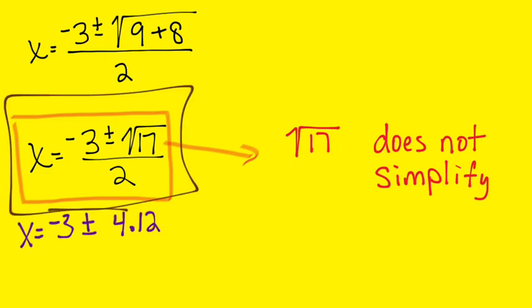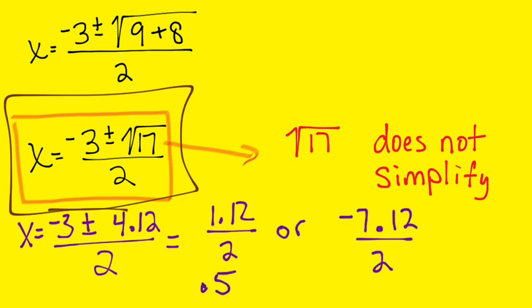If I want to do that, it would be 4.12, and then I would add that and subtract it from negative 3 and divide by 2, right? So I'd just do some math. I'd get a half and negative 3.65.